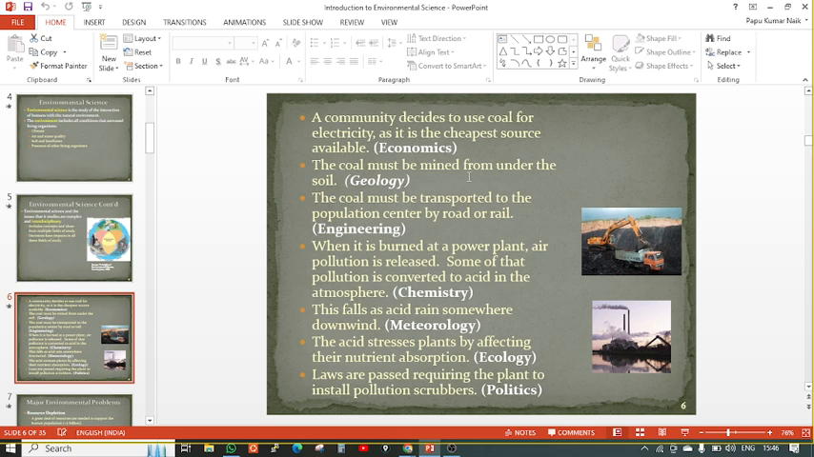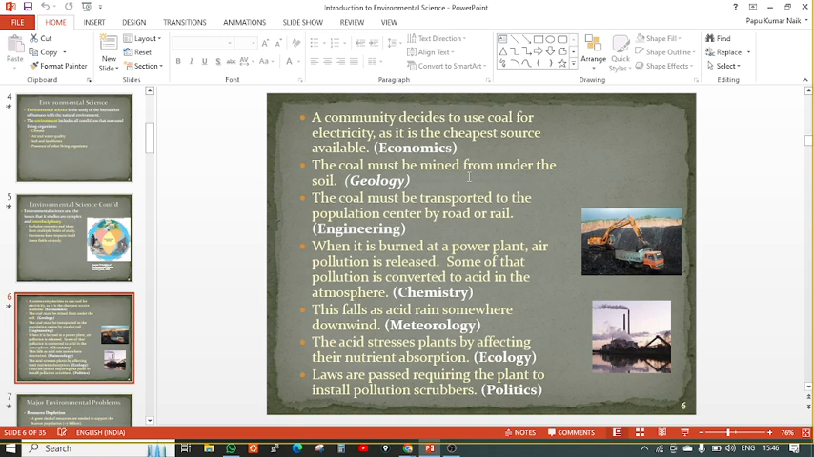Same thing, the coal must be mined from under the soil, so geology is also incorporated in that, and the coal must be transported to the population by road. Engineering is also incorporated in that. When it is burned in a power plant, it creates air pollution and particulate pollution, so chemistry is also involved there.